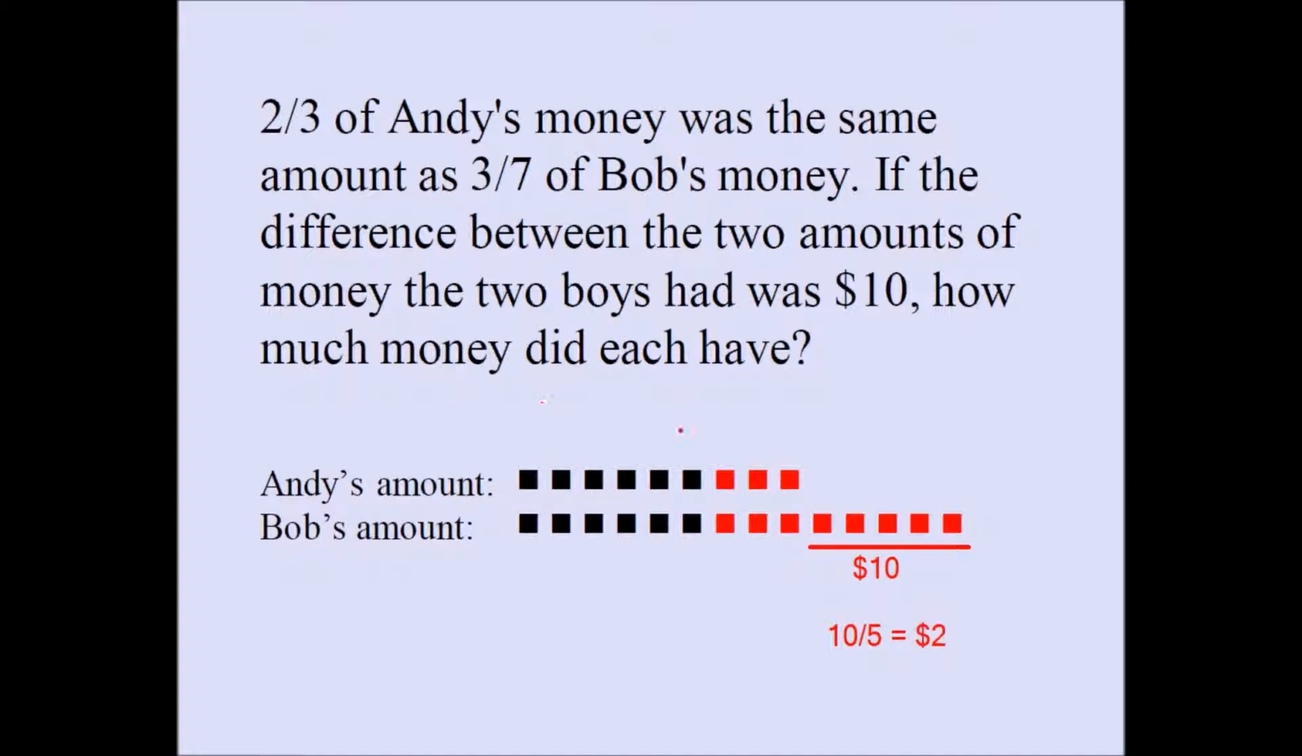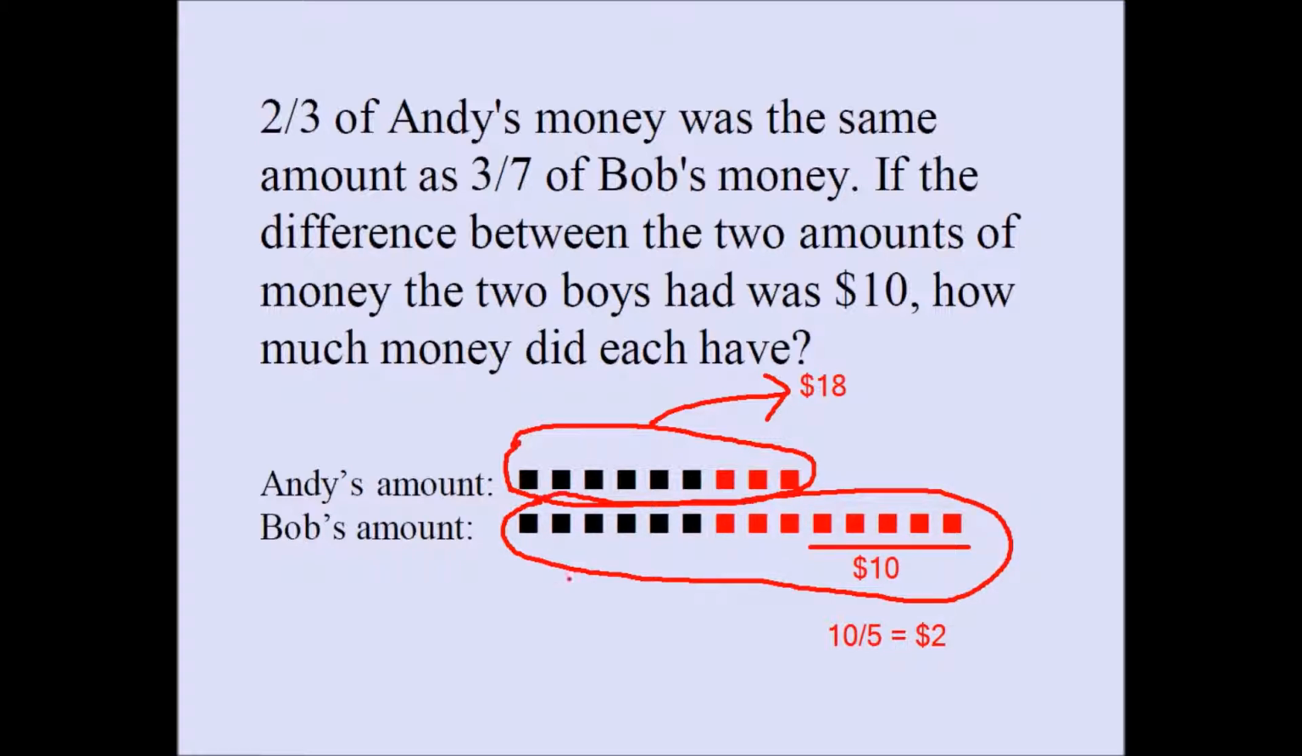Now how much money did each have? Well, I have altogether 9 squares for Andy, and so Andy should have 9 times 2, $18, and Bob has 14 squares, so he should have 14 times 2, $28. So my answers are Andy had $18 and Bob had $28.